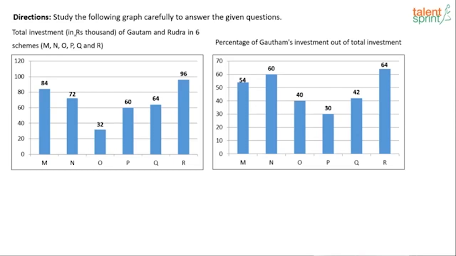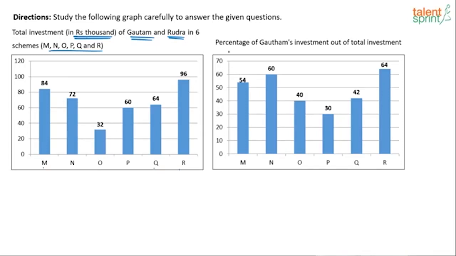Data interpretation. Study the following graph carefully to answer the given questions. What does it say? Total investment in rupees 1000 of Gautam and Rudra in 6 schemes M, N, O, P, Q, R. So Gautam and Rudra are two guys here who have invested in 6 different schemes, and this represents their total investments in 1000. So in scheme M they have invested 84,000, scheme N they have invested 72,000, and so on.